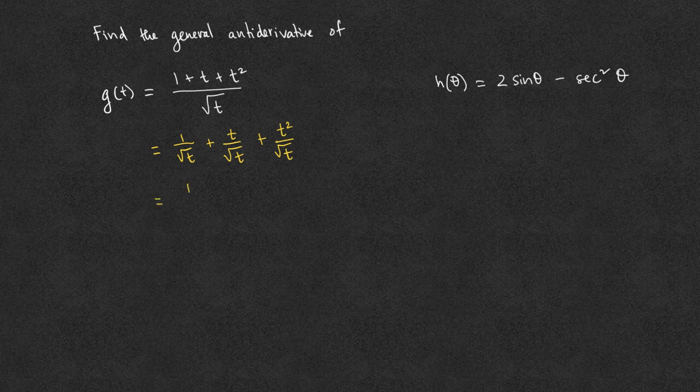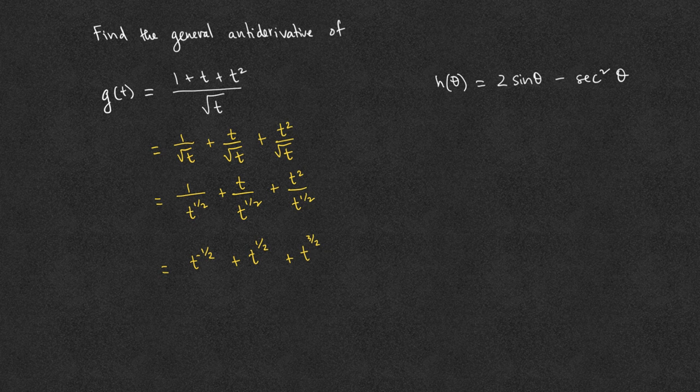We then simplify this by rewriting the radical as a power: 1 over t to the 1/2 power plus t over t to the 1/2 power plus t squared over t to the 1/2 power. And we simplify each term. 1 over t to the 1/2 power is t to the negative 1/2. t over t to the 1/2 is t to the 1/2 power, since 1 minus 1/2 is 1/2. t squared over t to the 1/2 is t to the 3/2, since 2 minus 1/2 is 3/2.